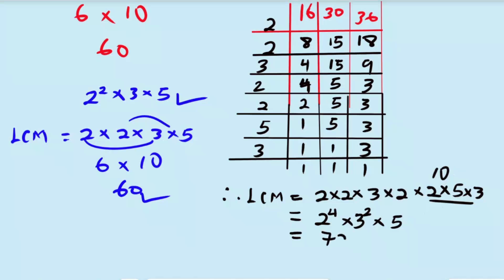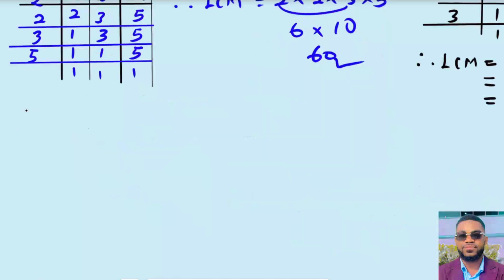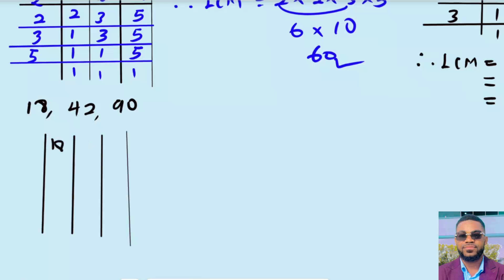So that means the LCM is 720. That's a big number, but that's the lowest common multiple for 16, 30, and 36. Let's find the LCM of the numbers 18, 42, and 90. So let's begin. Let me get my table. So here's 18, 42, and 90.